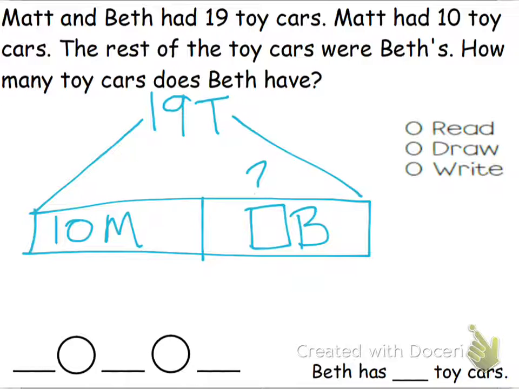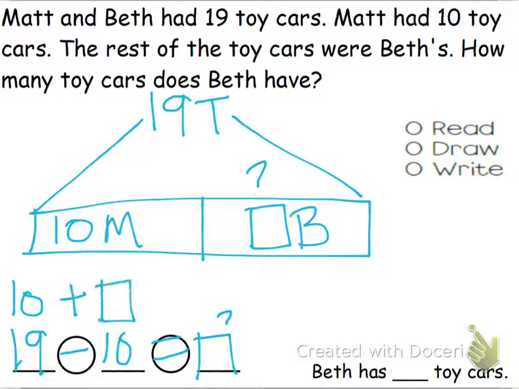So now, let's do our number sentence. Since it's a missing part, again, like I told you in the last one, you could do it in a subtraction sentence or addition. So you could say 19 minus 10 equals mystery box. Or you could say, well, I'm going to do addition: 10 plus mystery box equals 19. Whichever way works for you.